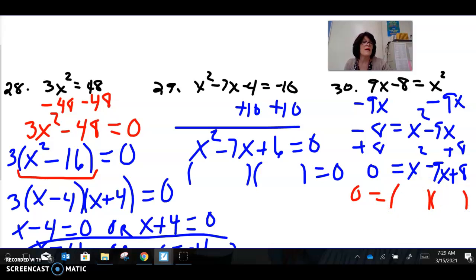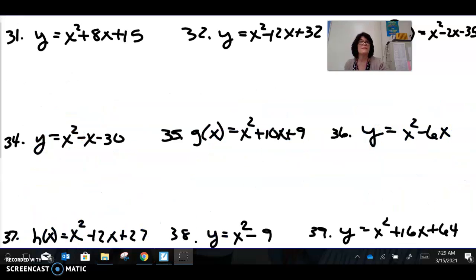Thinking what multiplies to 8 and will add to 9. 4 times 2, no. 4 and 2 is 6. 8 times 1, ooh, that might do it. Okay. All right, then we move forward to number 33.